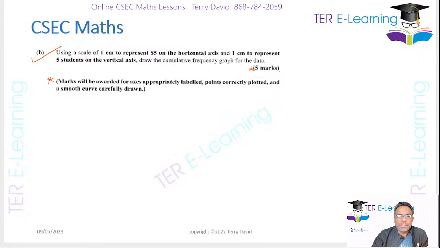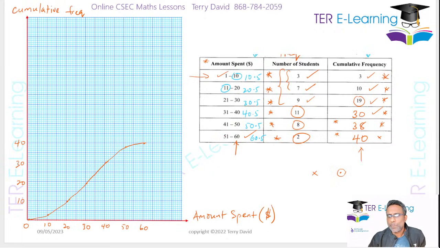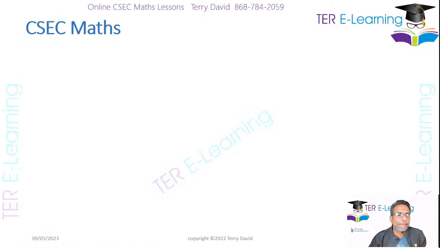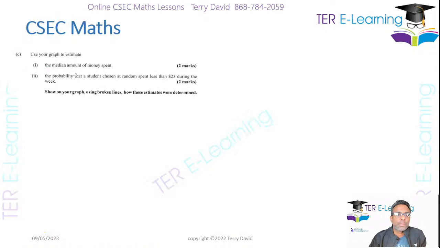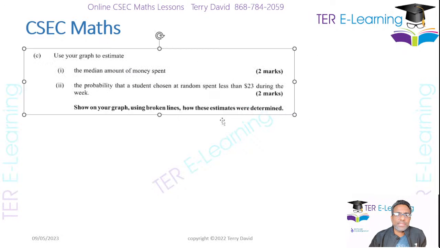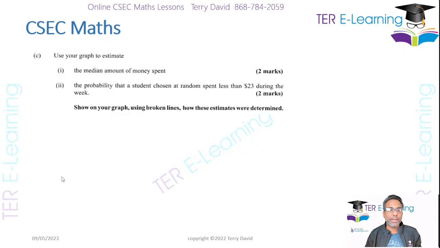The next part of the question, what's the next part of the question? Let me see. Right, the next part is they want us to use the graph to estimate certain things. So what they're saying here now is, use your graph to estimate the median amount of money spent. Now, here's what you have to do to find the median.